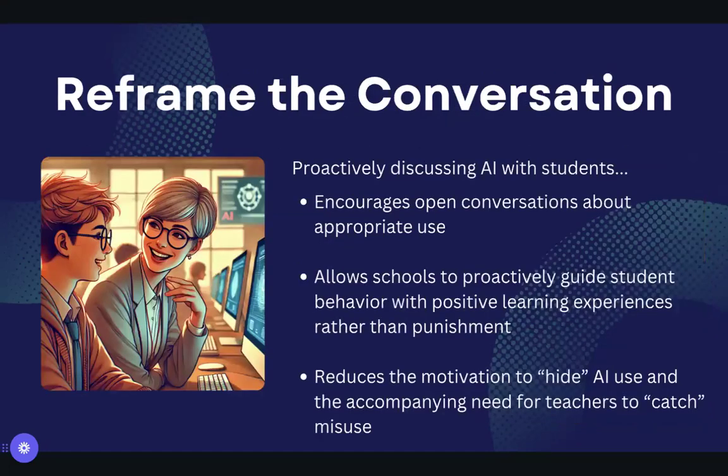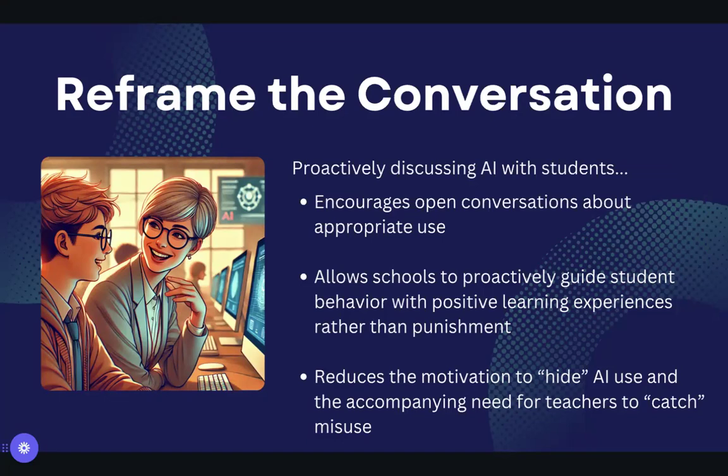So we encourage you to consider reframing the conversation, and proactively discuss AI with your students. This encourages open conversations about appropriate use. It creates the conditions where you can build student AI literacy proactively so that they know when it would be appropriate to use it and when it would not. It encourages them to come to you with questions that they have instead of feeling like they have to hide it. They can ask, should I use AI in this context or do you not want me to?